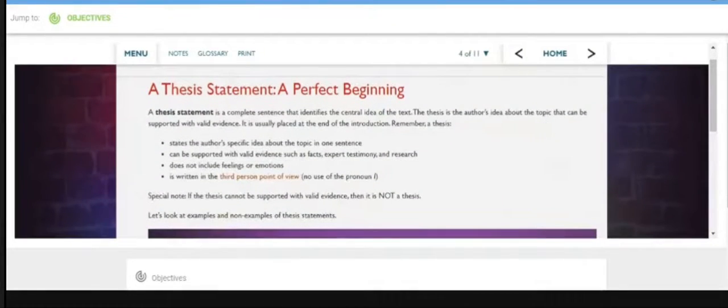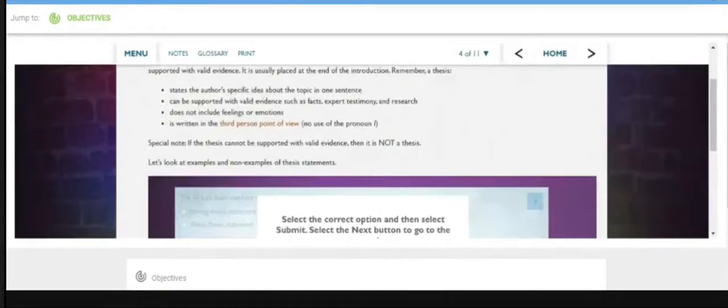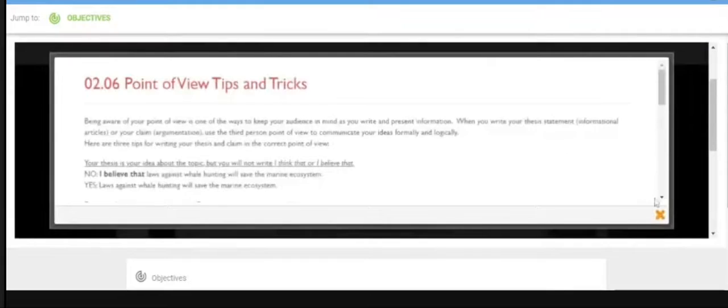A thesis statement, a perfect beginning. A thesis statement is a complete sentence that identifies the central idea of the text. A thesis is the author's idea about the topic that can be supported with valid evidence. It is usually placed at the end of the introduction. Remember, a thesis states the author's specific idea about the topic in one sentence. It can be supported with valid evidence such as facts, expert testimony, and research. It does not include feelings or emotions, and is written in the third person point of view, with no use of the pronoun I.